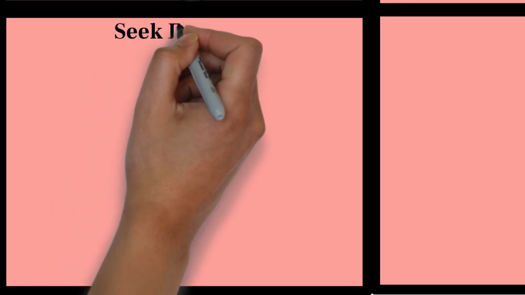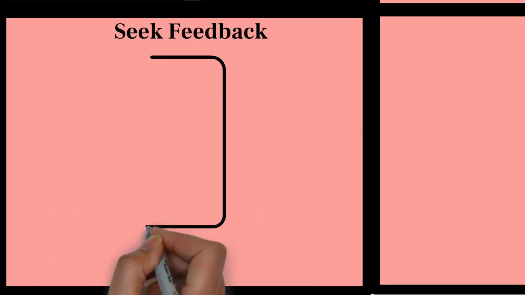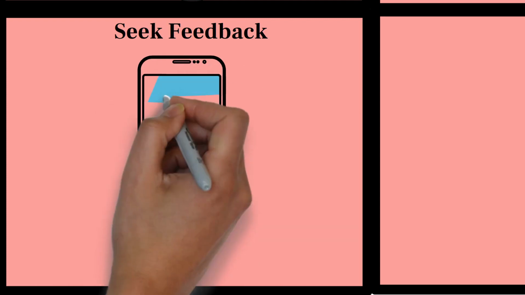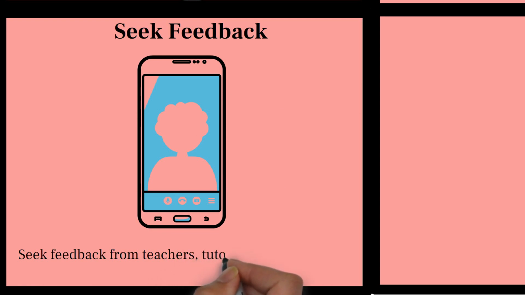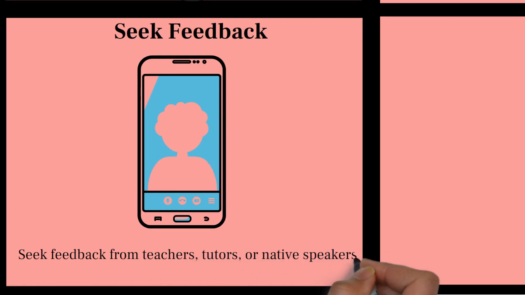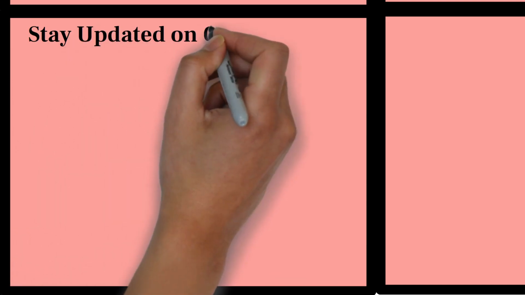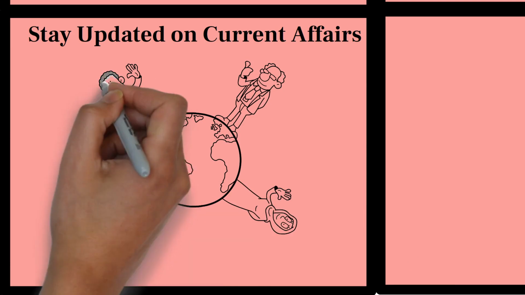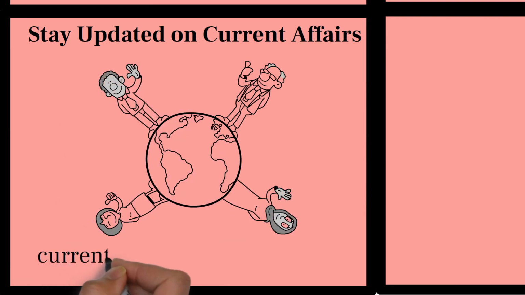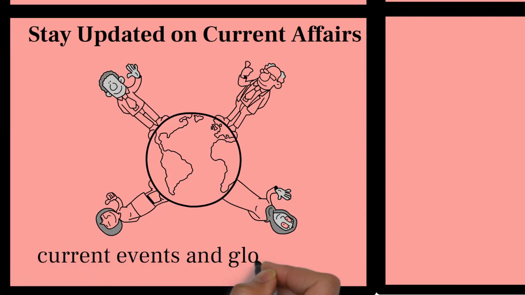Seek feedback. Record your practice sessions and listen to your responses critically. Seek feedback from teachers, tutors, or native speakers on areas for improvement. Stay updated on current affairs. Part 3 topics often relate to current events and global issues. Stay informed about these topics to be better prepared for discussions.